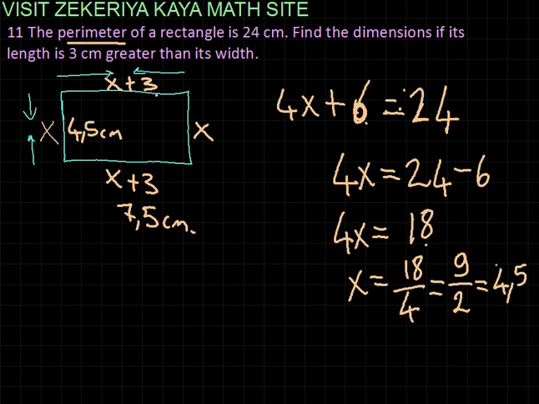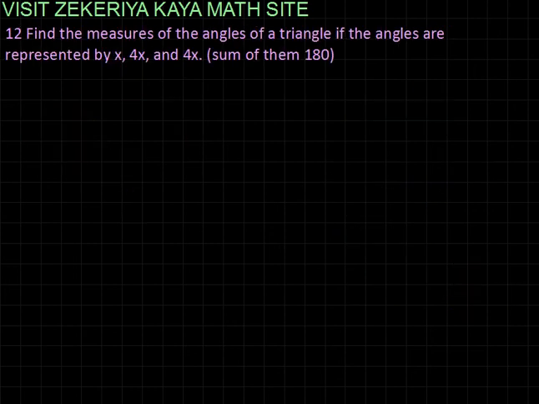Okay, I think you are all done. Now let's see the next question. This is question number 12 from the homework. In this one, find the measures of the angles of a triangle. If the angles are represented by x, 4x, 4x, the sum of them should be 180.